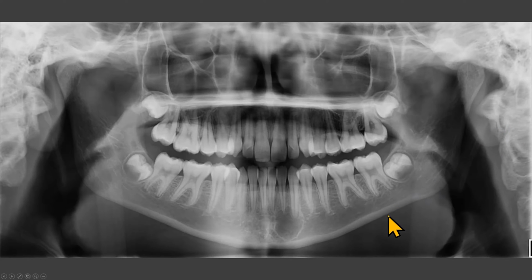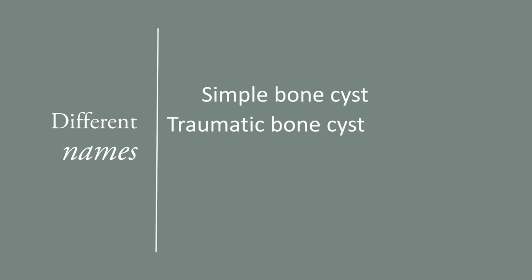So coming back to the panoramic radiograph again, this is the radiolucent defect that we saw. This defect goes between the two roots. So this is a simple bone cyst. Simple bone cysts can have several names. Most common is simple bone cyst and traumatic bone cyst.